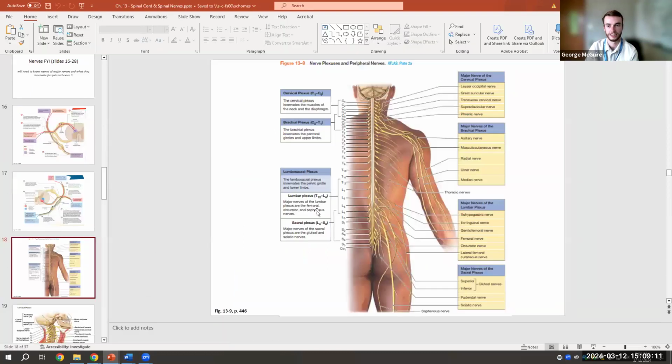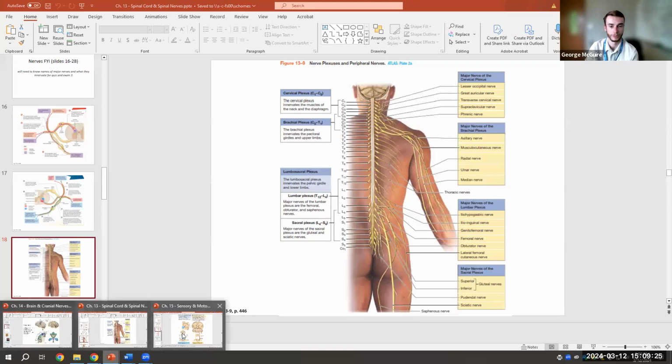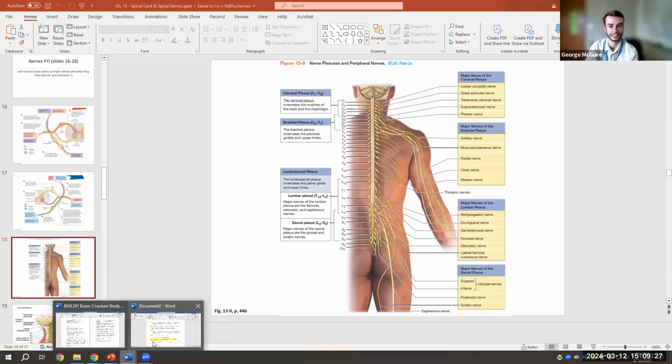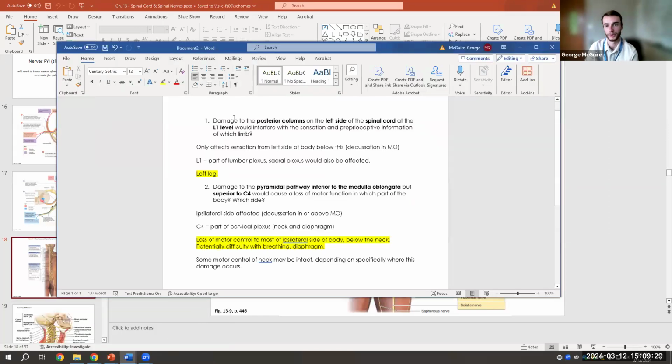I went over here to find where L1 sits in our plexi and get a generalization of what part of the body would be affected. I saw these are mostly our lower limbs, the lower portion of the body. And so the left limb would be unable to transmit its feelings of sensation to the brain.